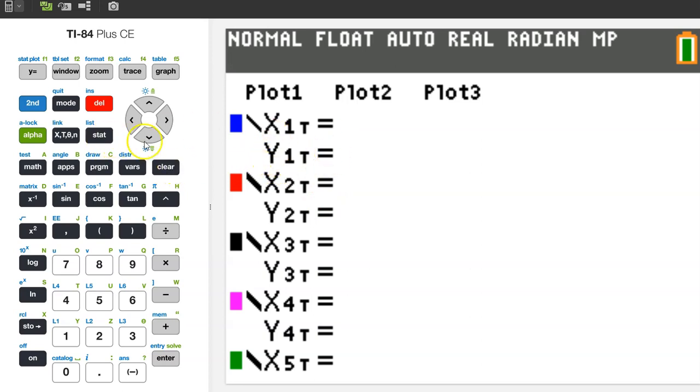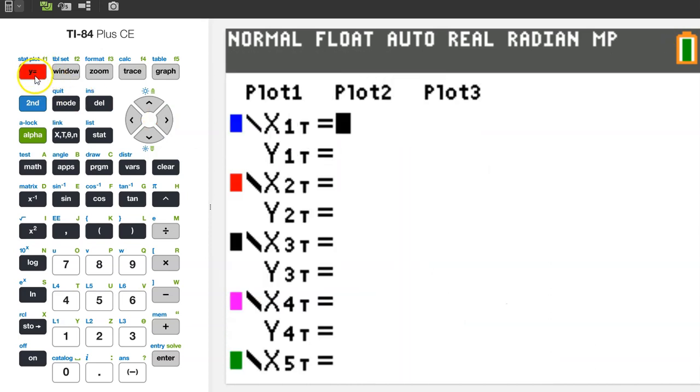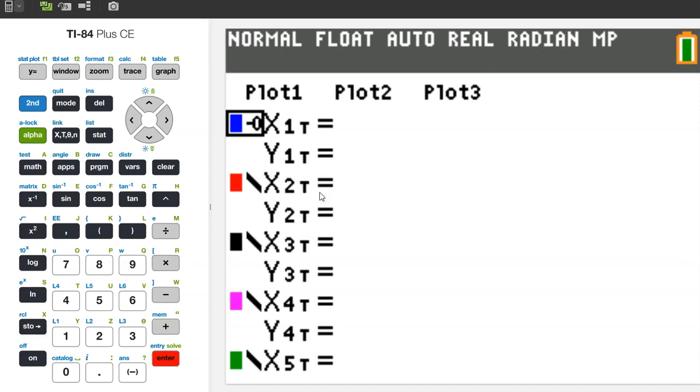Make sure your calculator is in parametric mode, so hit the mode button and go down to where it says function versus parametric, and make sure that parametric is selected. Once you've done that, go back to y equals. I want you to change one more thing. Arrow over to the left where this little line is and hit enter. And then go down to the line and use your left or right arrow keys to change this to this one. I'll show you what that does in a minute if you don't already know. And we're just going to hit OK.